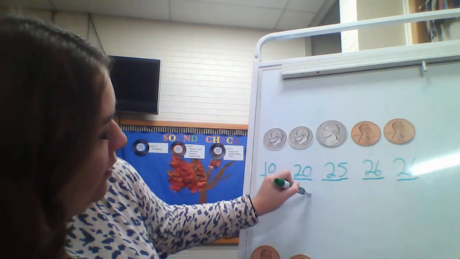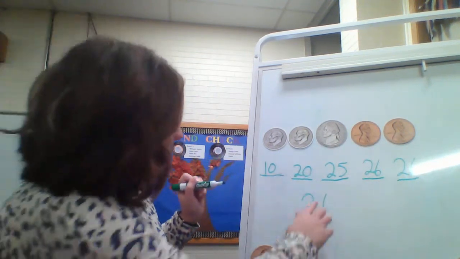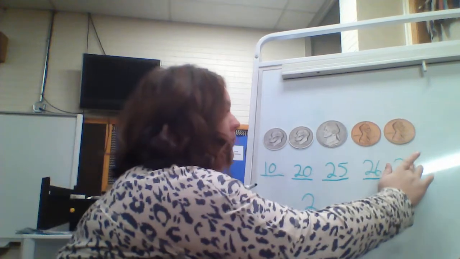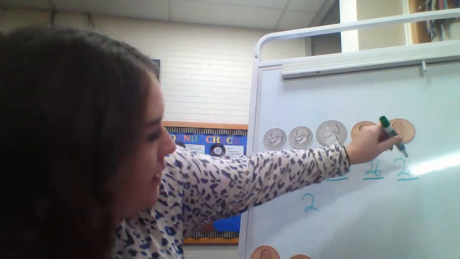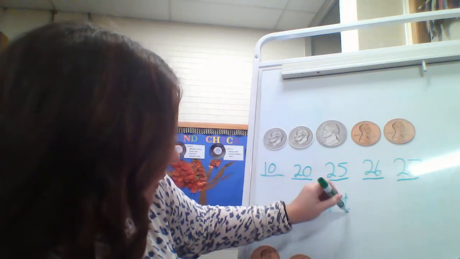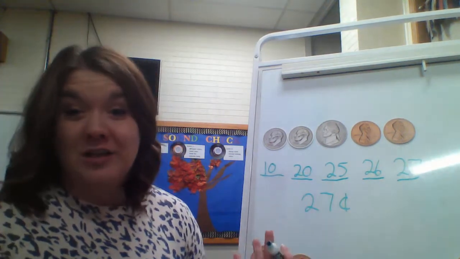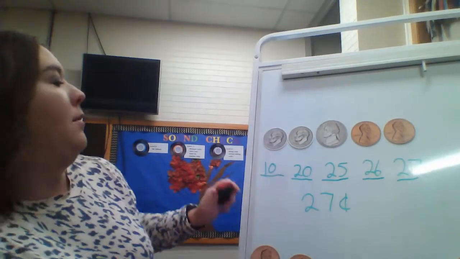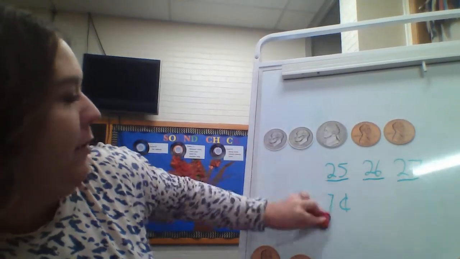So my answer would be 12. I said 27 and I wrote 26. 26 to 27. So my answer is 27 cents. Okay, that's much easier to count it that way than it is to count it the other way. That's why they always put them that way.